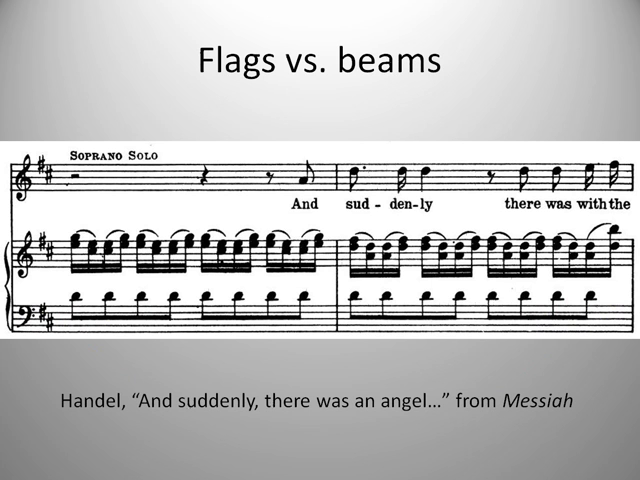This is an excerpt from Handel's Messiah. You'll notice that he uses flags for the notes in the soprano solo and beams for the piano part. He chose flags for the vocal part because they correspond with the syllabification of the text. Each syllable gets its own individual note. He chose beams in the piano part because they clarify the meter and the divisions of the beat for the piano. They make it easier for the piano player to read. We'll talk more about beaming and stemming in the next lesson.